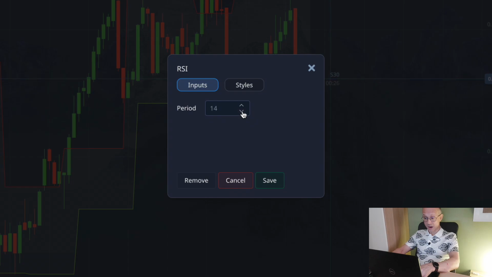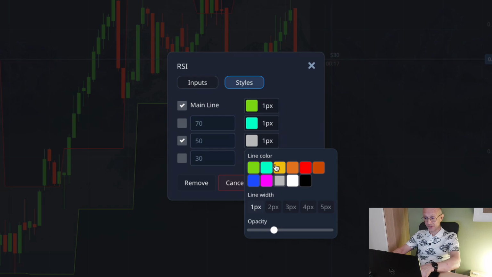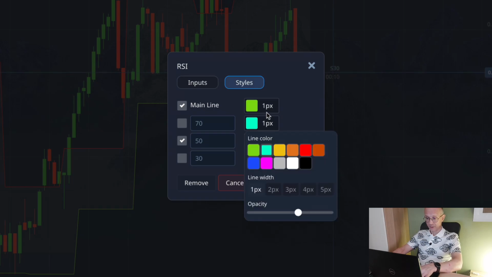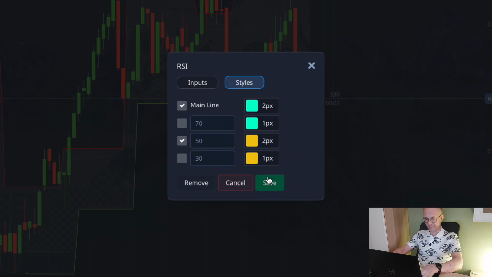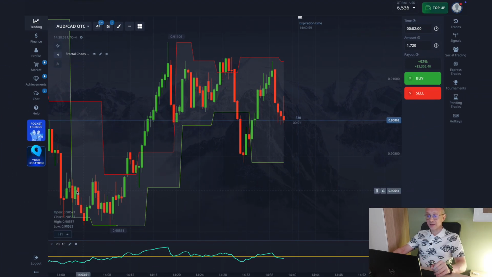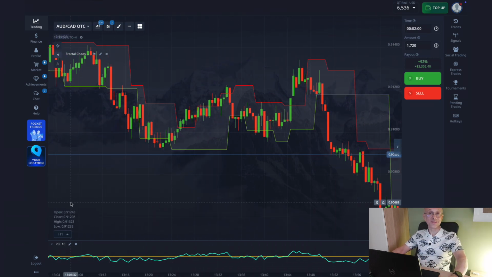Let's configure the RSI, set the period to 10, go to Style, disable the 70 and 30 lines, set the 50 line to yellow, width 2, and move the opacity to the right. Let's set the main line to turquoise, width 2, and save. So the indicators are ready to go. If you are trading on your phone, configure it the same way.